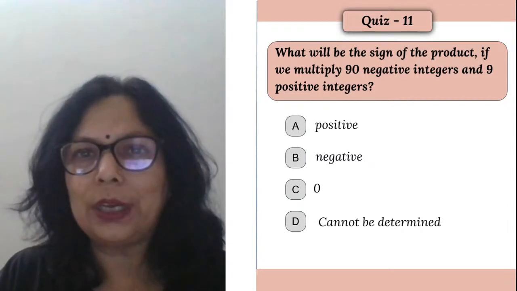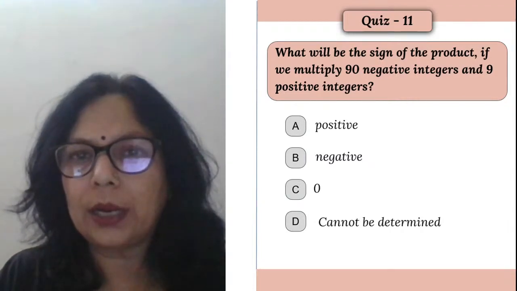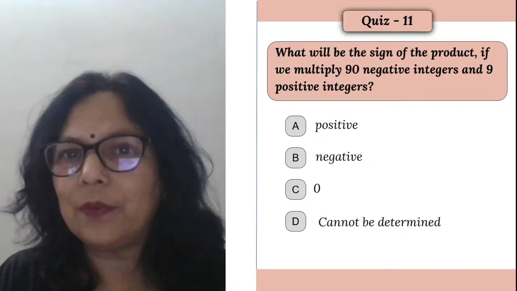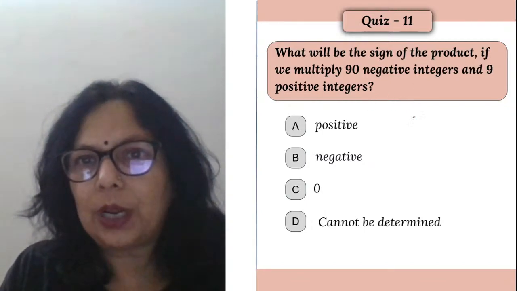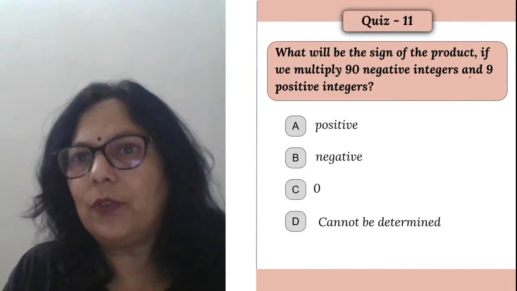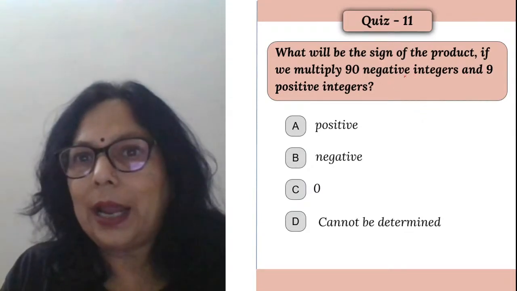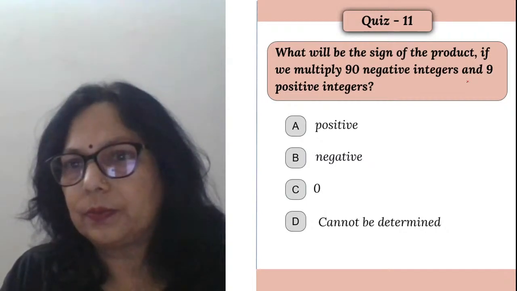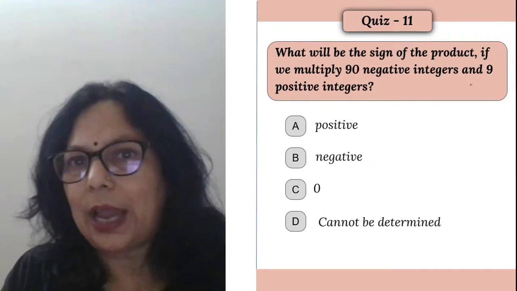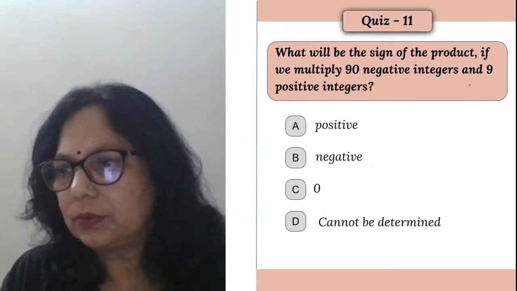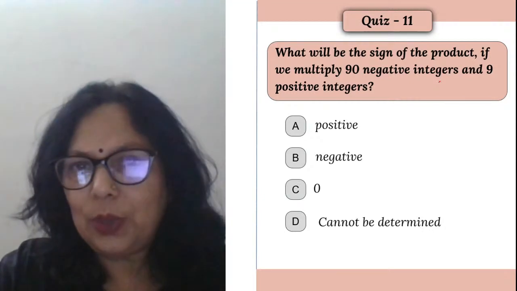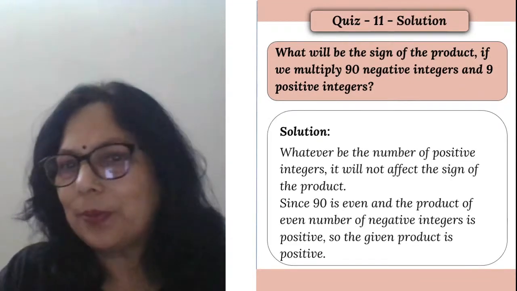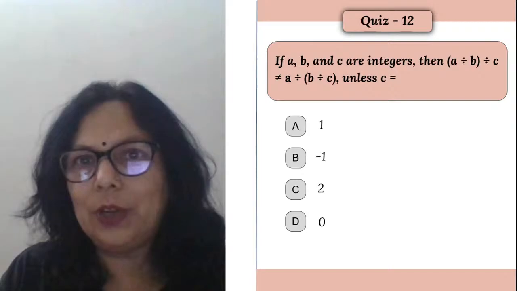Two more questions, do not leave the session. What will be the sign of the product if we multiply 90 negative integers and 9 positive integers? 90 negative and 9 positive. So the answer will be positive, because we are not concerned with negatives, we are concerned with whether the count is an even number.